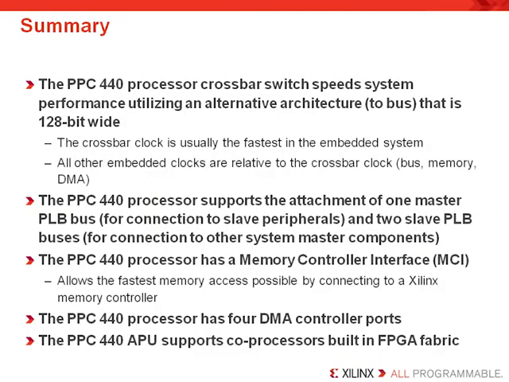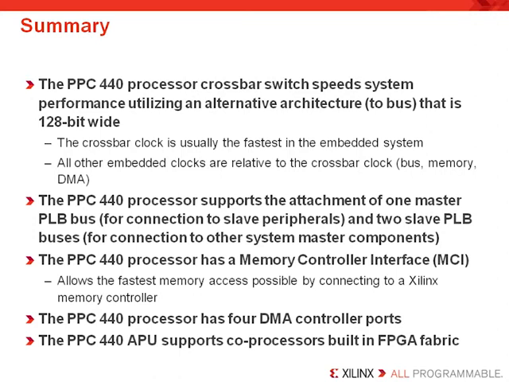Crossbar switch speed improves system performance, utilizing an alternative architecture to the bus that is 120 bits wide. The crossbar clock is usually the fastest in your embedded system. All other embedded clocks are relative to the crossbar clock, that is the bus, the memory, and the DMA.